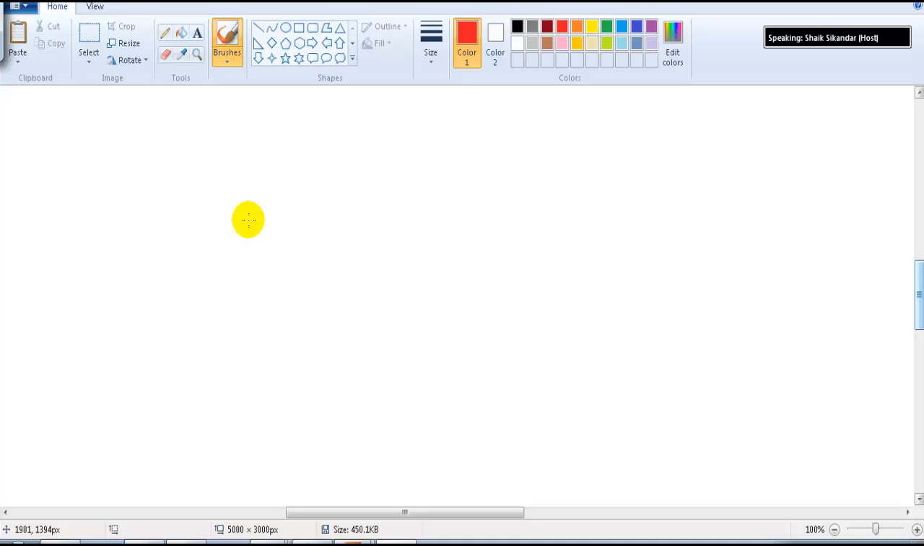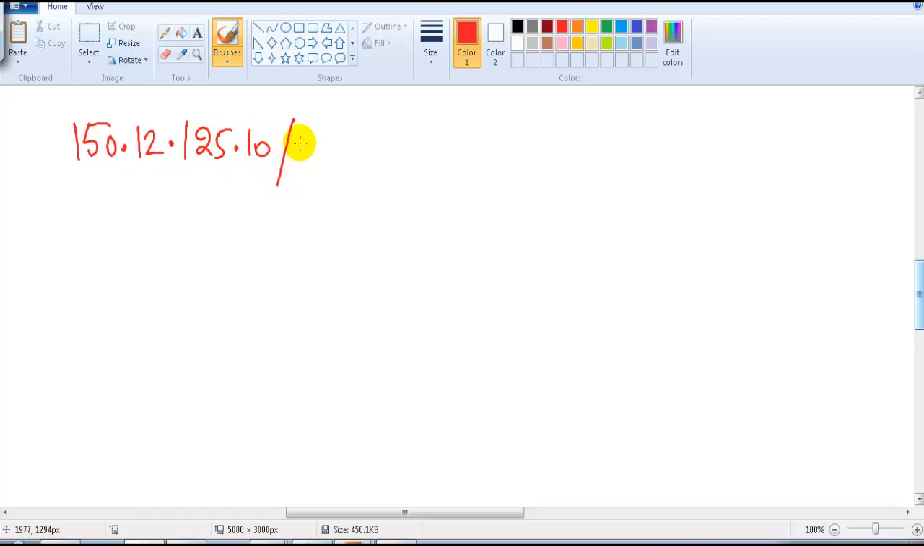In this section, let me do one more example with some B class or A class kind of examples, with a more complex range. Let's say there is an address, 150.12.125.10 with a slash value of 22.